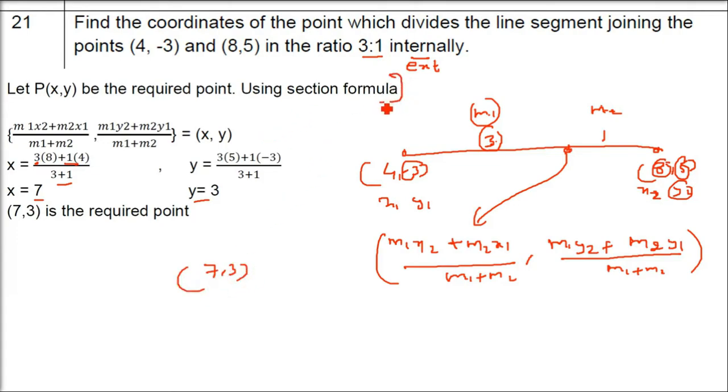So this is the marking scheme. You have to first write that this is the section formula. If you can write the section formula, you'll get half of the marks. And then the computation is for the other half of the marking scheme.